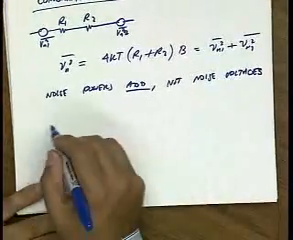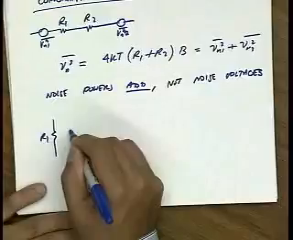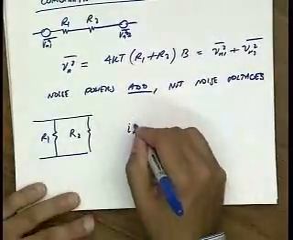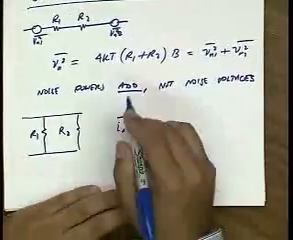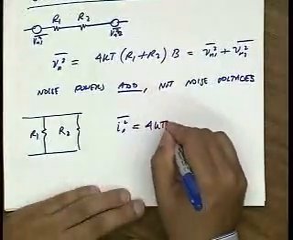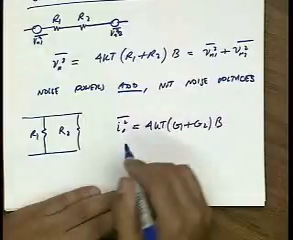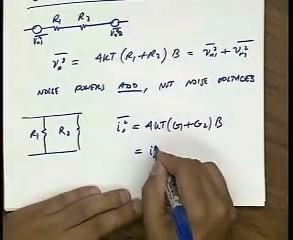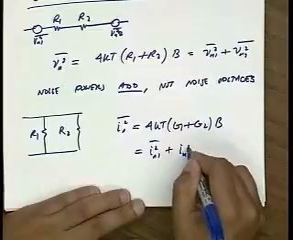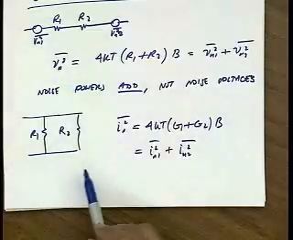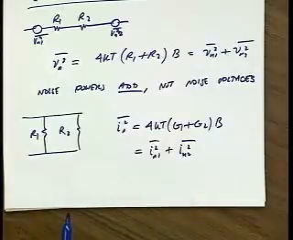If I have two resistors in parallel, R1 and R2, the total noise current is 4kT (G1 plus G2) times the bandwidth. In other words, it's IN1 squared plus IN2 squared. So again, we don't add currents, we add variances.